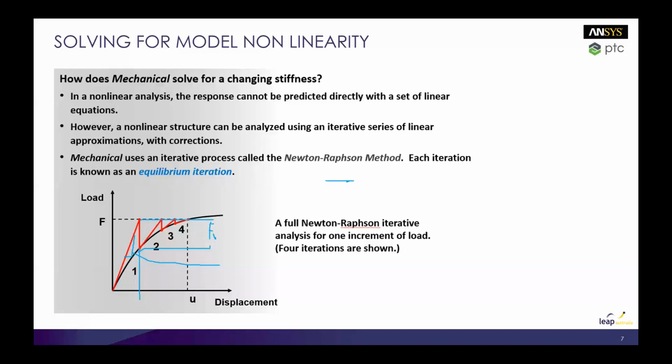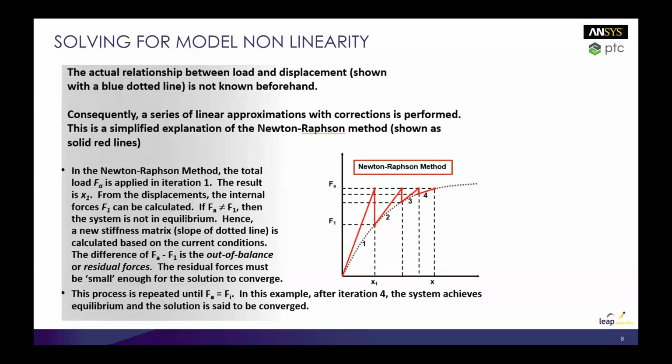Okay, so this dotted line we don't know beforehand. So we keep doing this linear series of approximations. You generally don't want these lines to change too much between iterations. So what you tend to do is try and apply a smaller load so that the curvature of this line isn't too great, or it can be represented with fewer corrections.